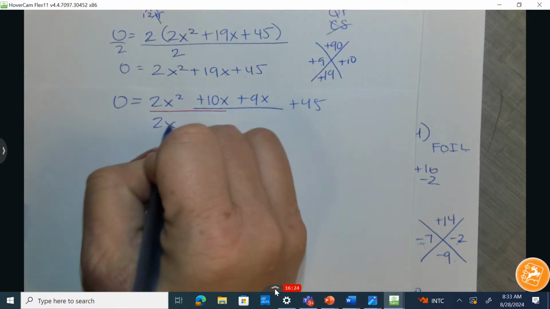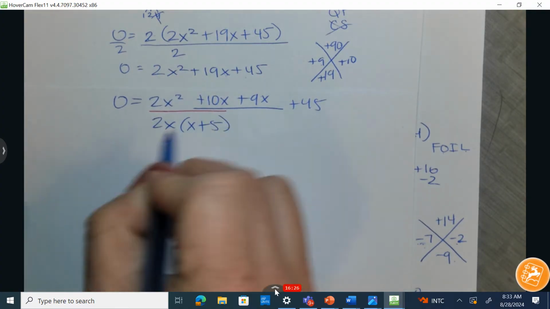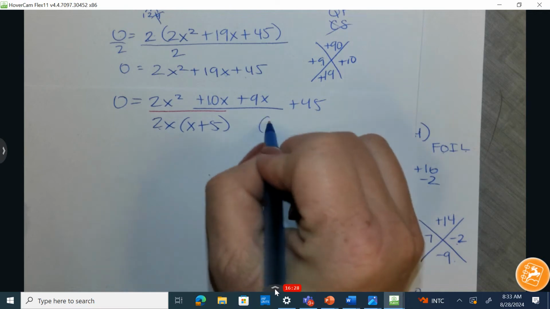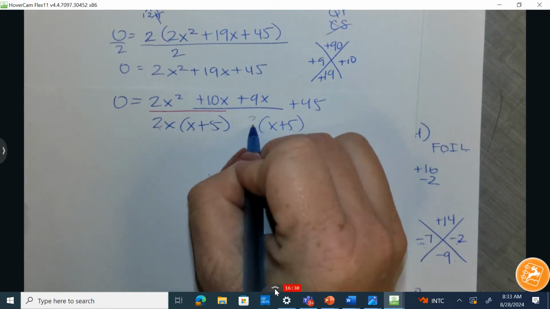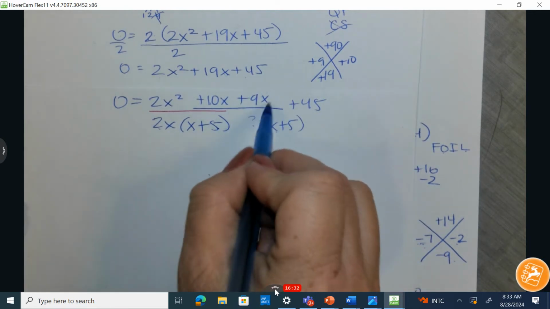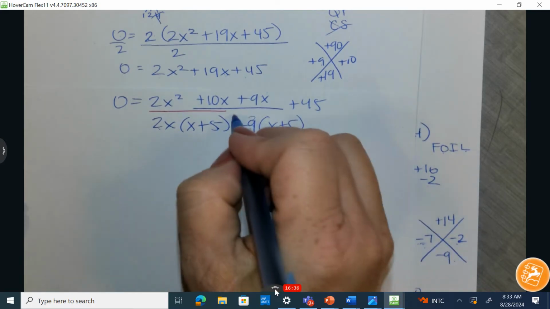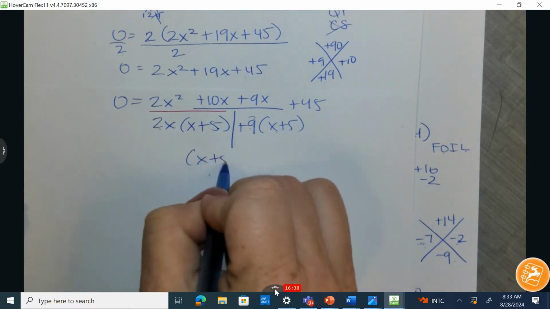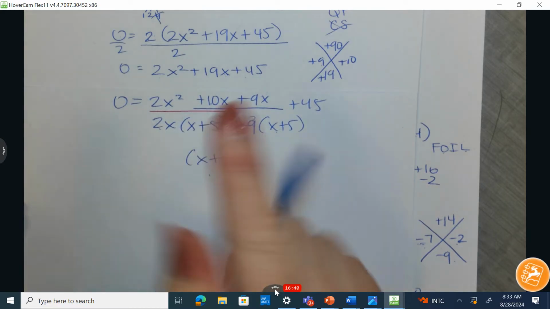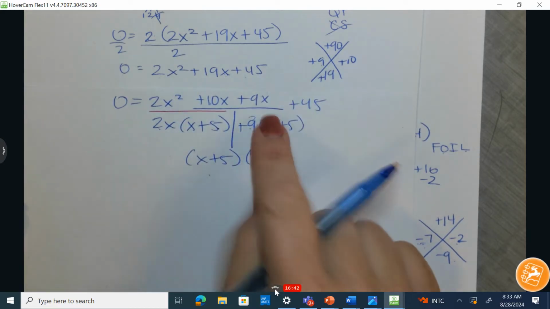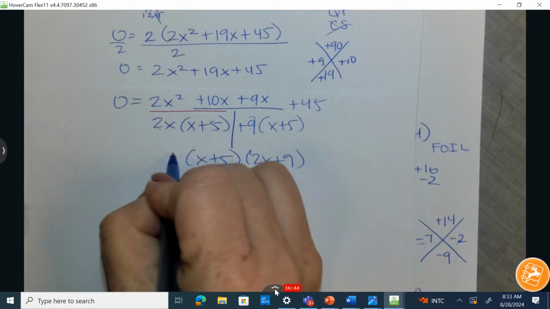I can factor out a 2x, and I'm left with x plus 5. 2x squared plus 10x. I rewrite the x plus 5. Is there a number I can take times x and get a positive 9x? There is. And 9 times 5 is 45. They both contain an x plus 5. In front of the first is a 2x, and in front of the second is a positive 9.